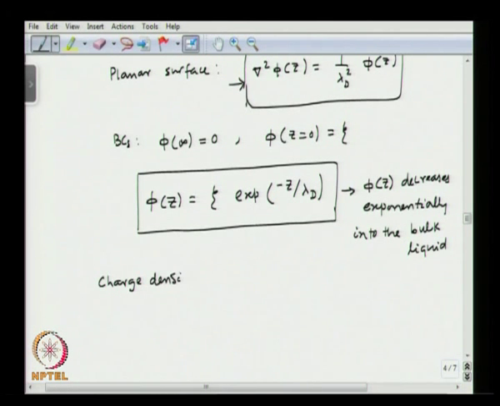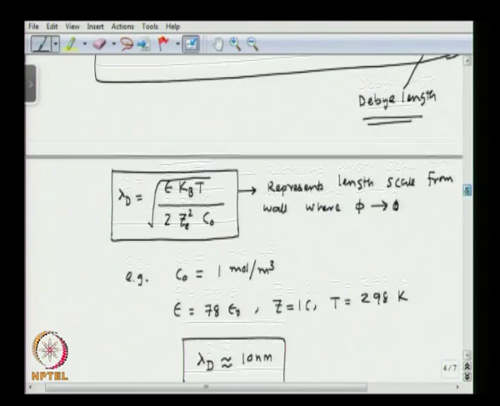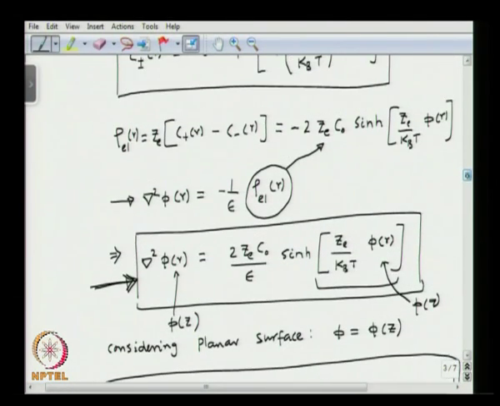Charge density can be found. So the electrical charge density will be equal to minus epsilon del square phi z over del z square, right. So this is nothing but this equation that we just talked about. Okay.